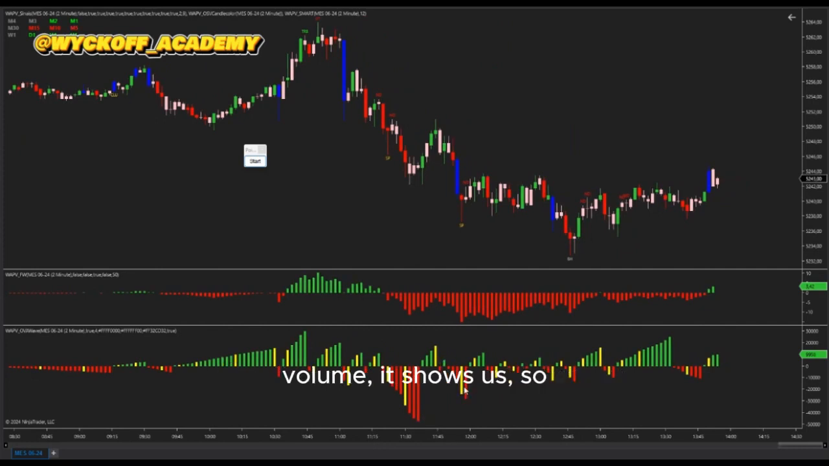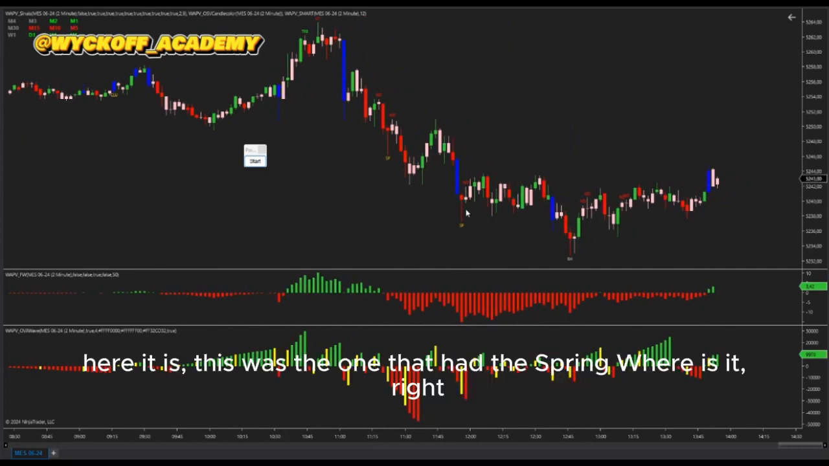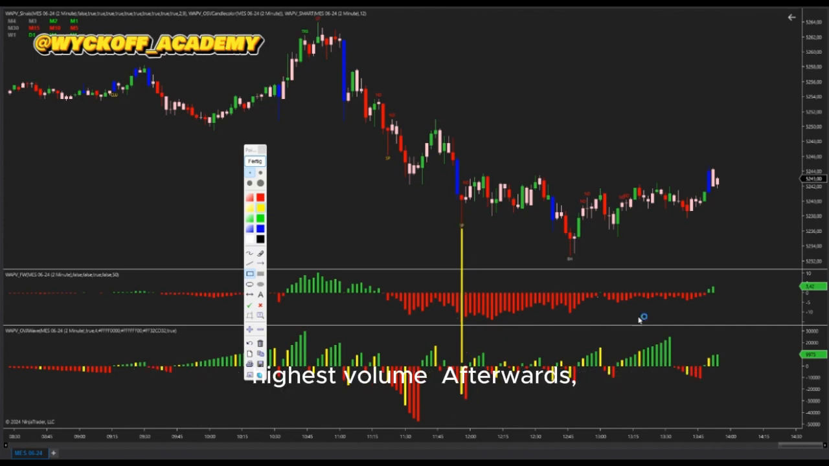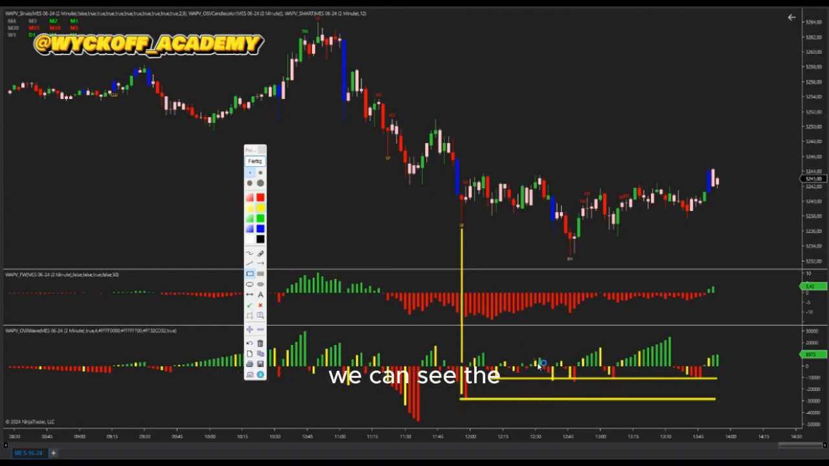When there is a new bar with greater volume, here it is. This was the one that had the spring. Where is it, right? The one that had the spring, for the bar with the highest volume afterwards. We can see levels, right? Levels, as far as the market went here. We can see the market turnover, the high volume bar.